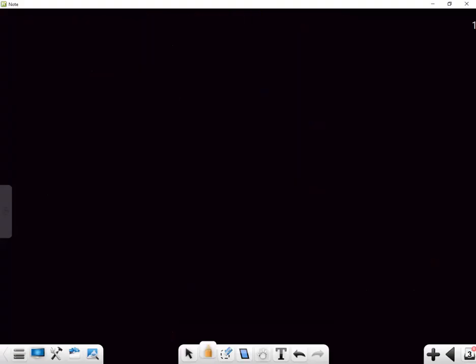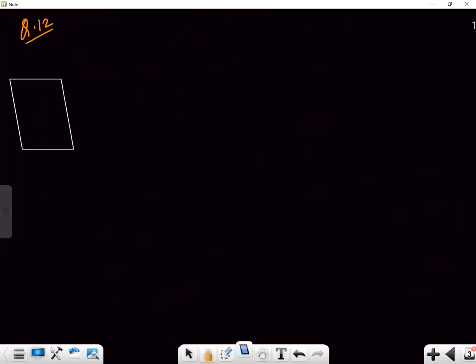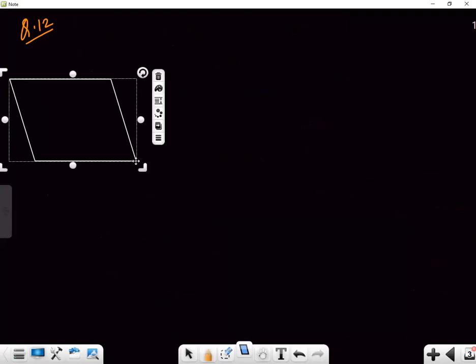So question number 12 is: show that the diagonals of a parallelogram divide it into two congruent triangles. So first of all, you have to draw a parallelogram. So this is a parallelogram.